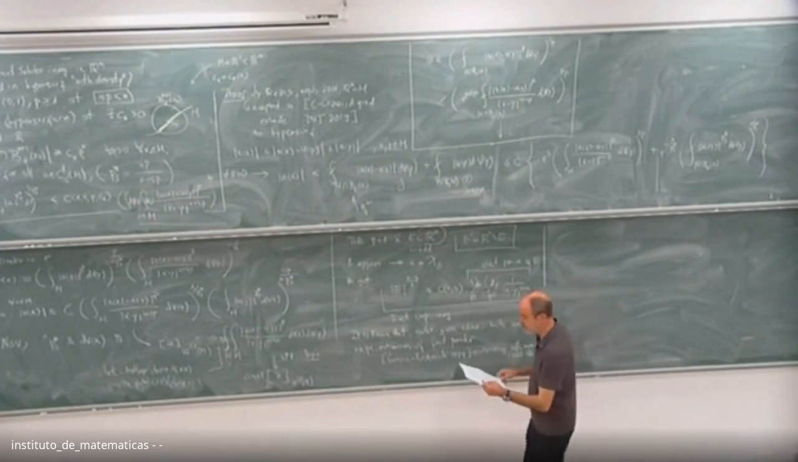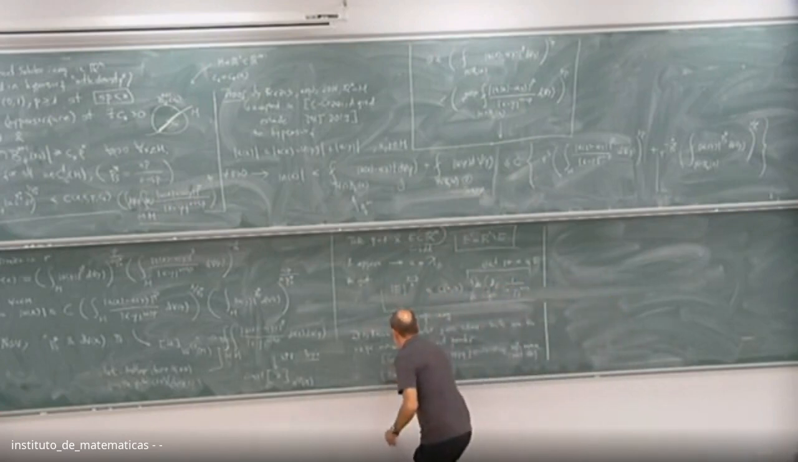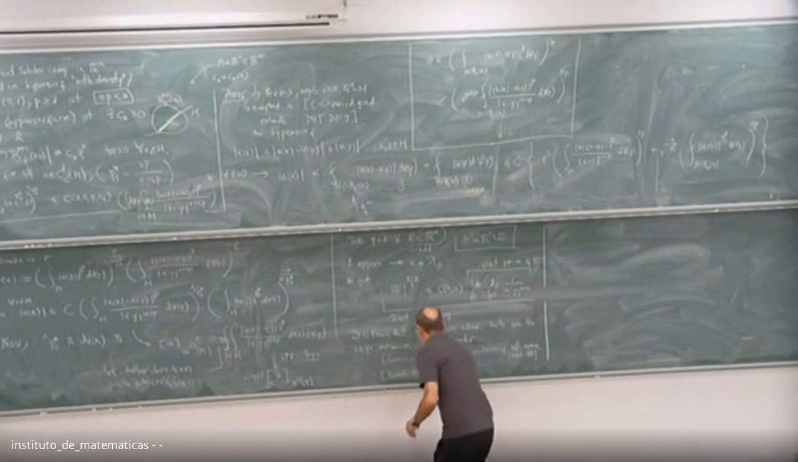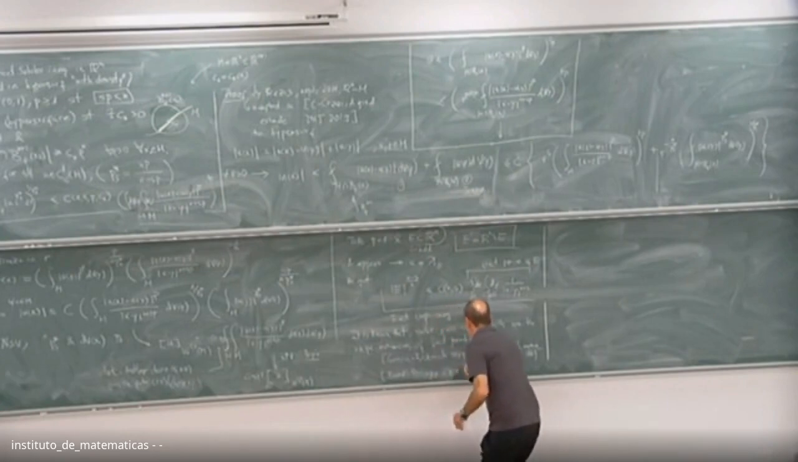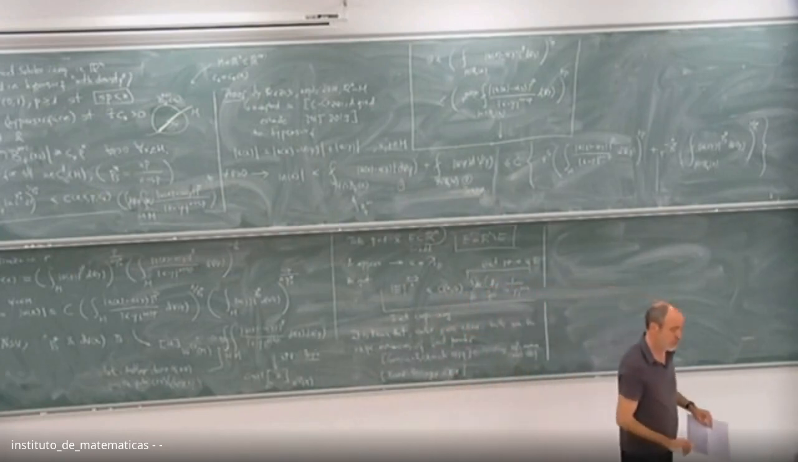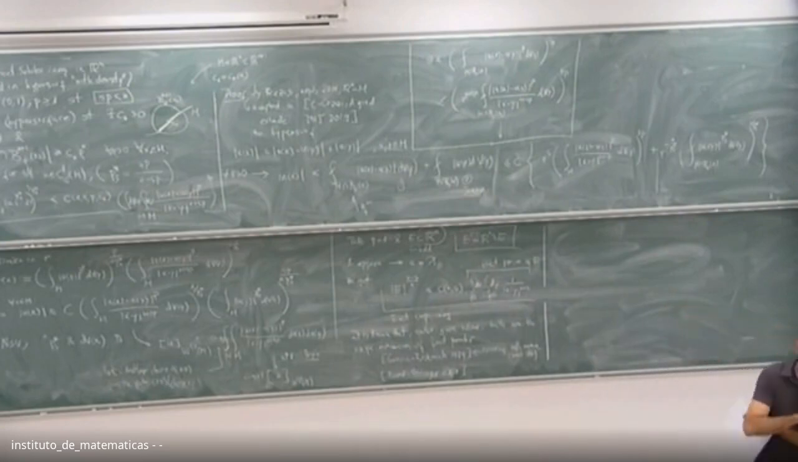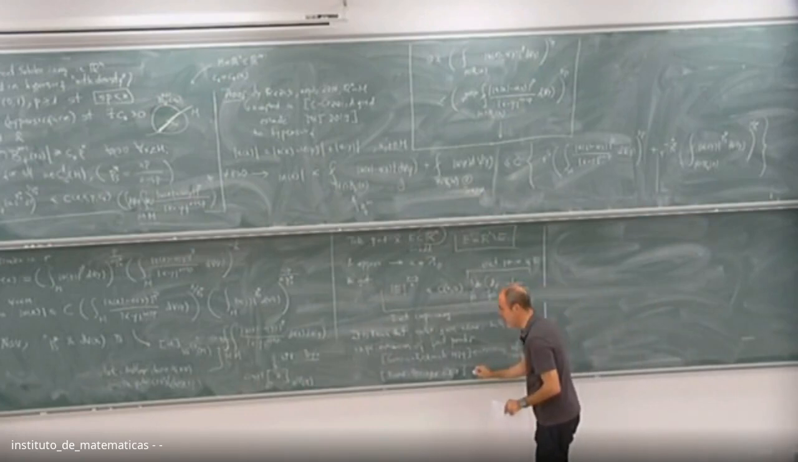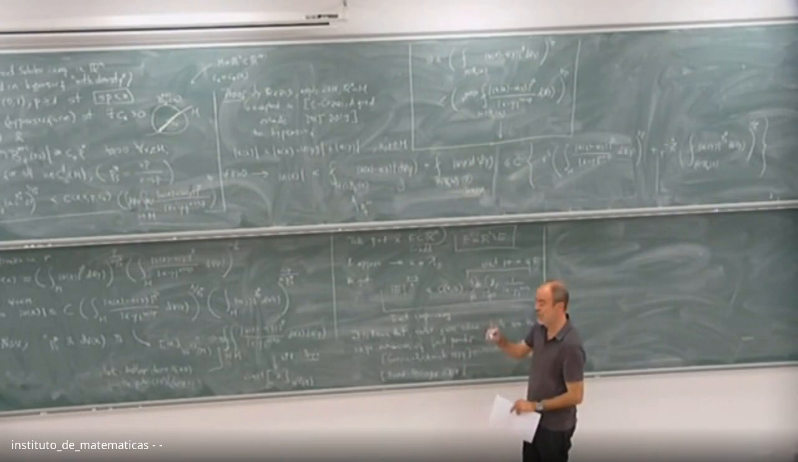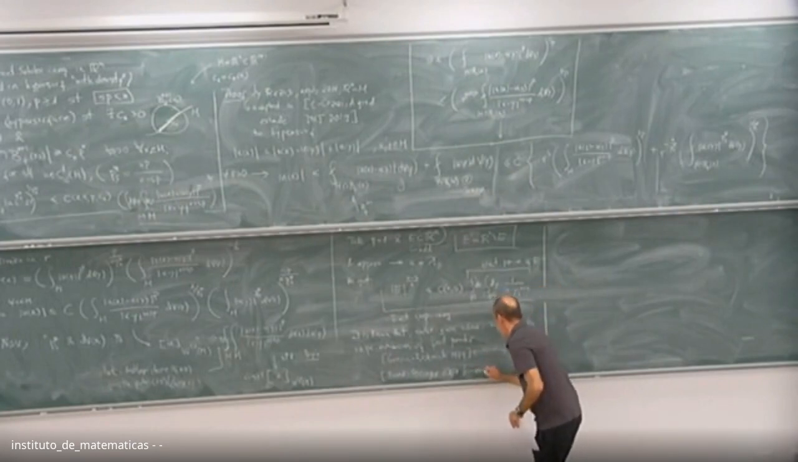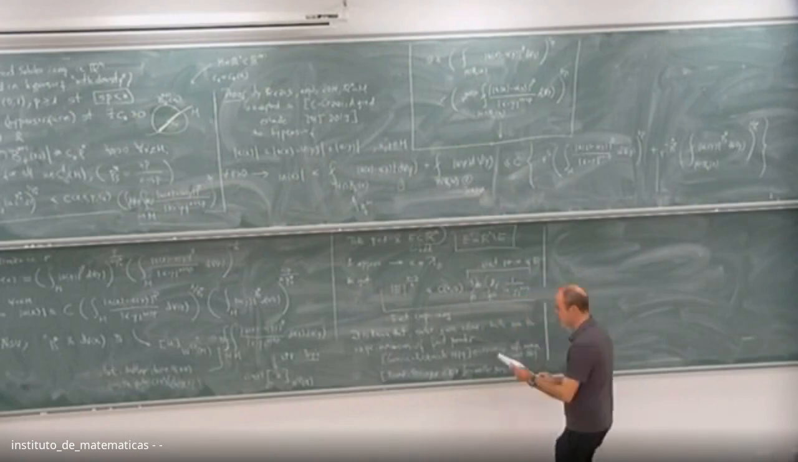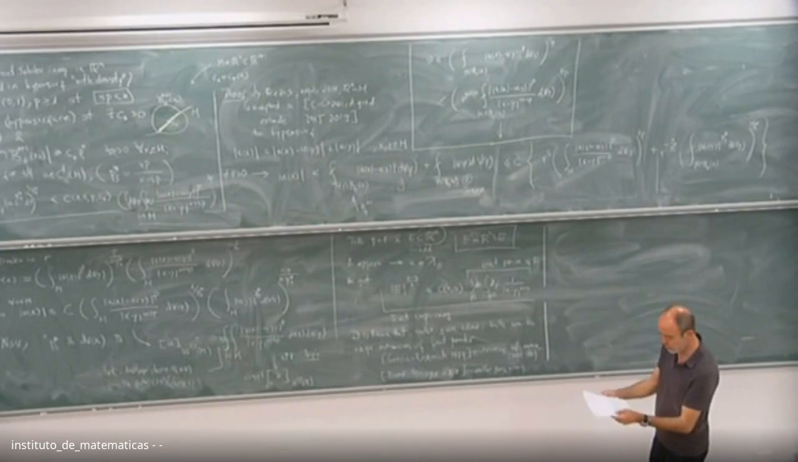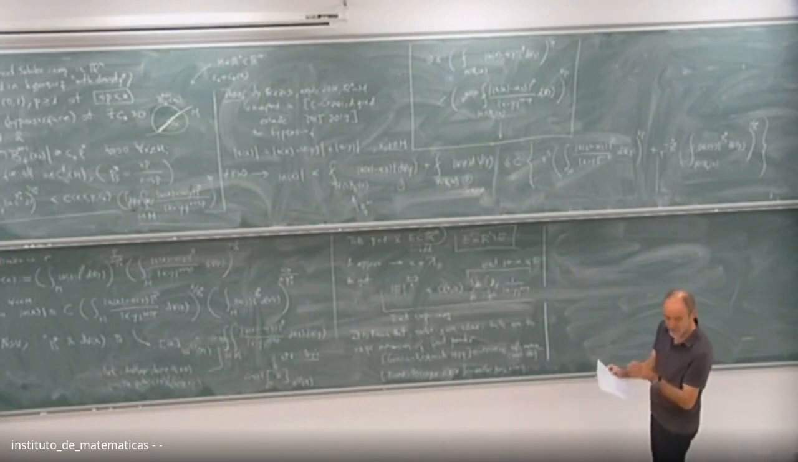And then Frank and Seiringer in 2008 proved that, probably they give another proof, shorter and nicer. Yes, I think so. They give another proof, and they also prove the uniqueness, that balls are the unique minimizers. I just wanted to tell you this, but we are not going to get into this. Okay.